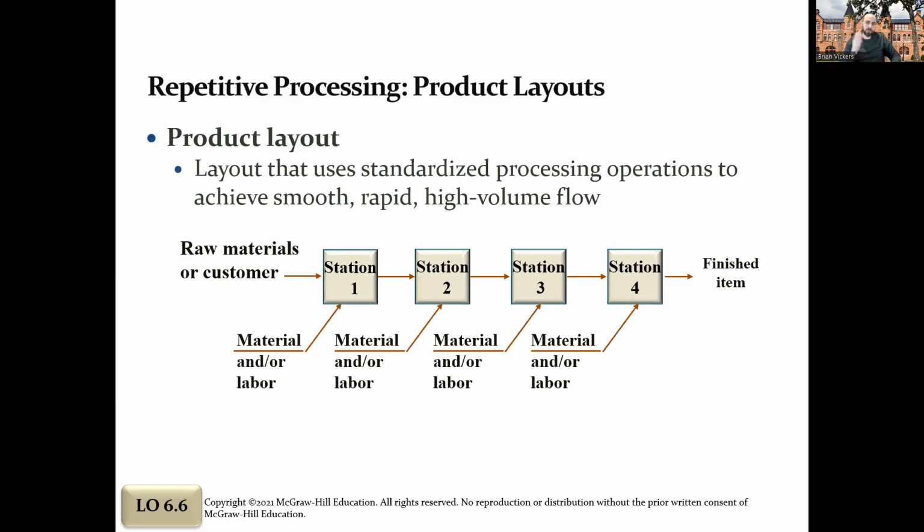Either it flows from one station to the next station, to the next station, the next station. Either way, you've got a very rapid, high volume flow. So your repetitive processing, which is also known as assembly processing, or your continuous processing. Those would be types of a product layout of a facility, right? Raw materials come in, or the customer comes in if it's a service industry. You go from here to here to here.